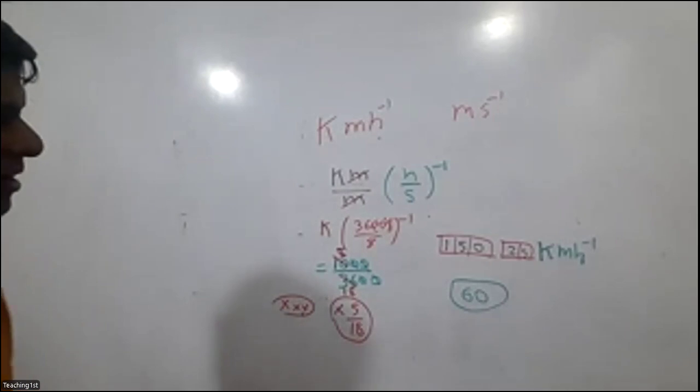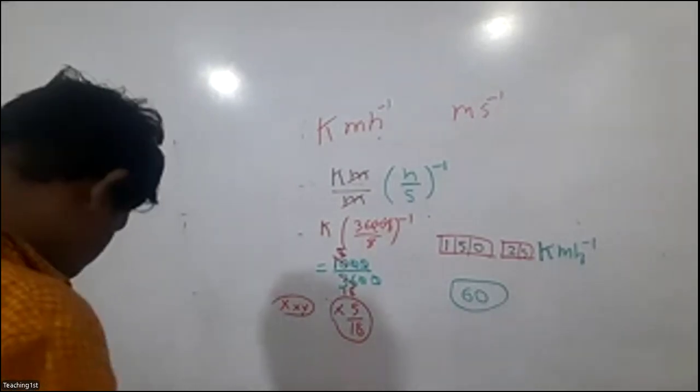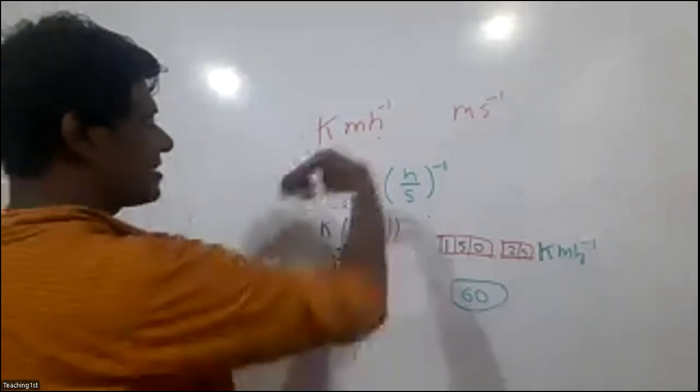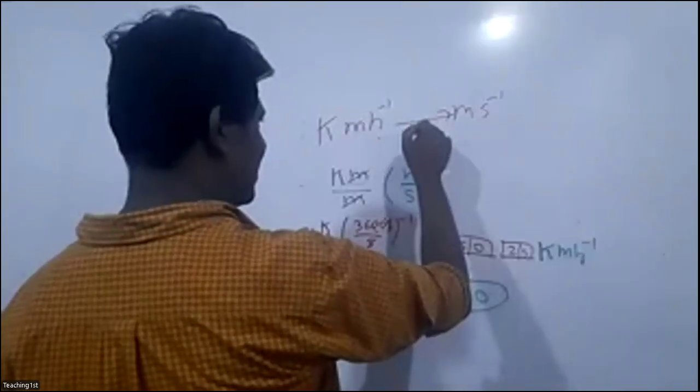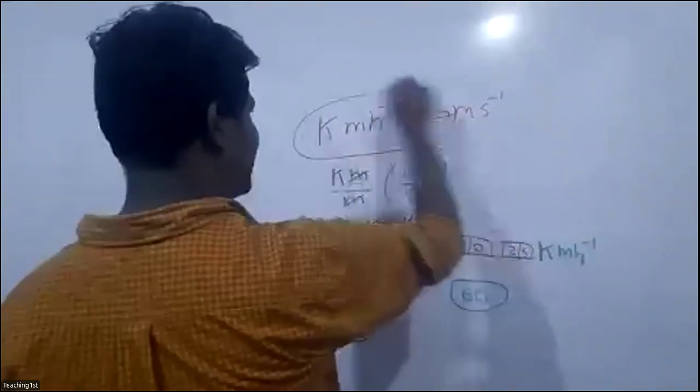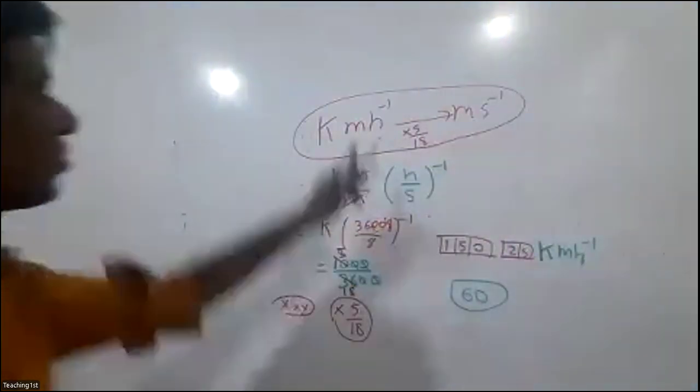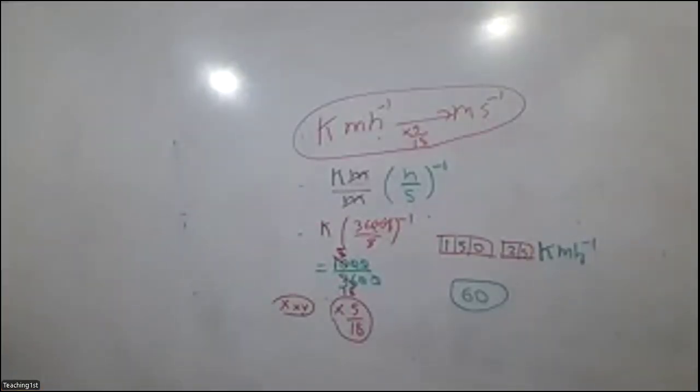This is that important. So you can instantly convert anything from kilometers per hour to meters per second by multiplying by 5 over 18. Something you have to remember. Okay, copy this. Copy this. Very easy.